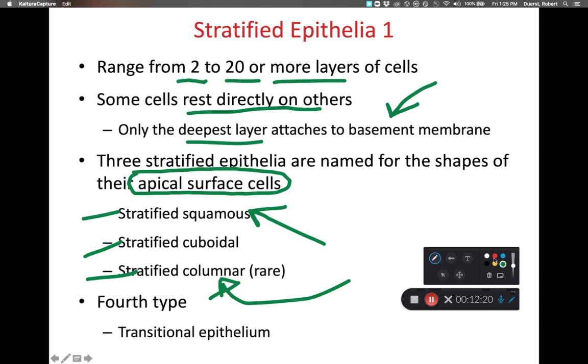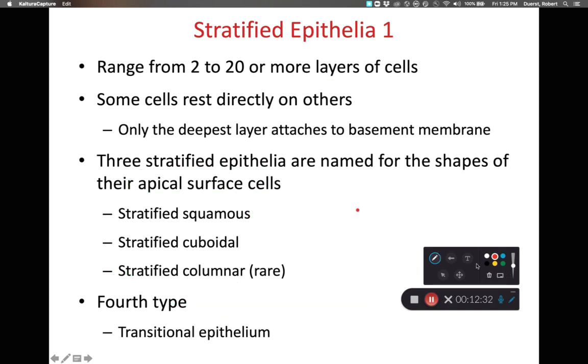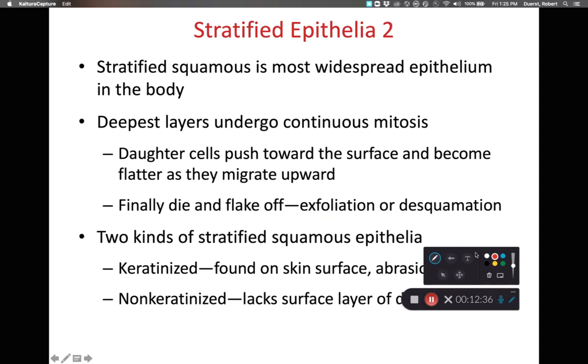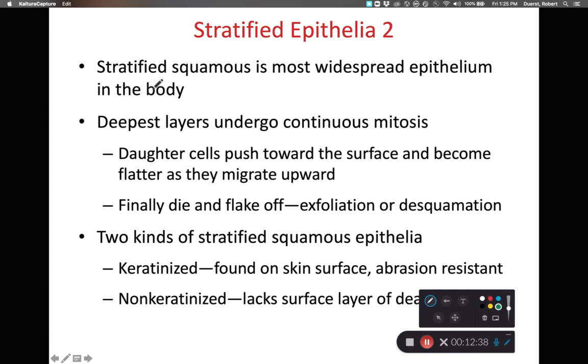We also have an in-between type called transitional epithelium that I'm circling in red. This is a hard to categorize one because the cells change shape and the number of layers also is altered depending on whether or not that tissue type is stretched out. As we look at these tissue types, stratified squamous is very, very common. It's the single most common epithelial tissue in our body.